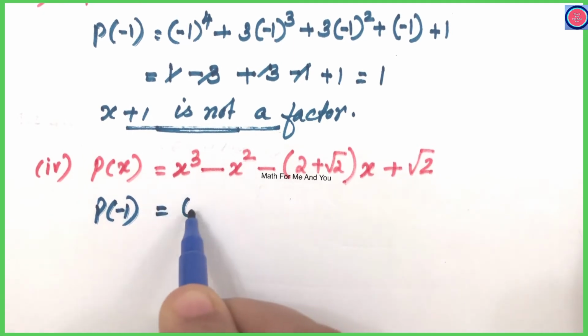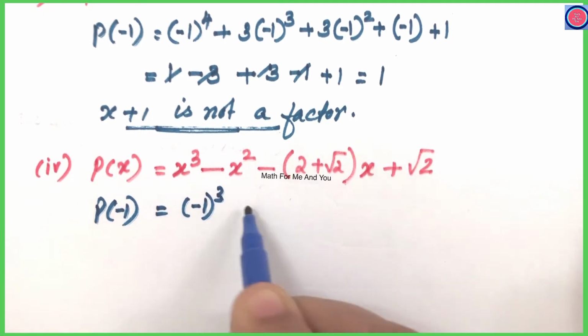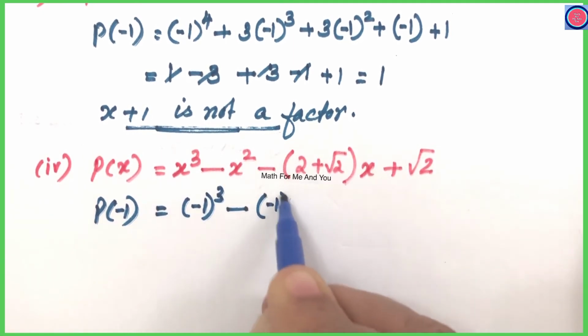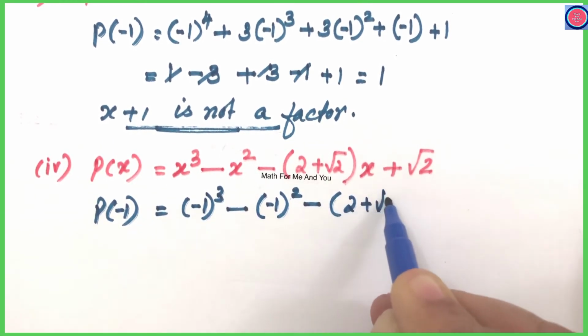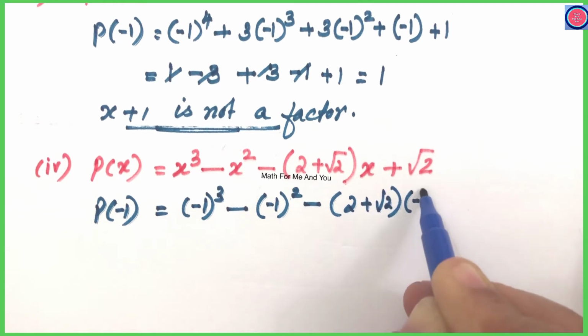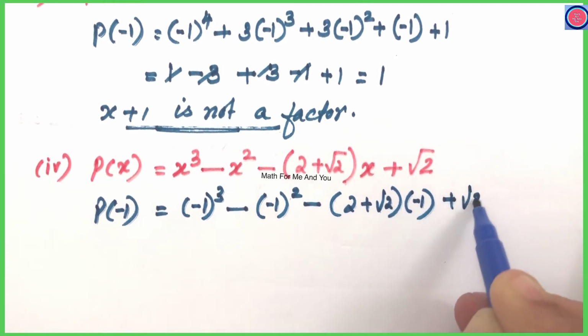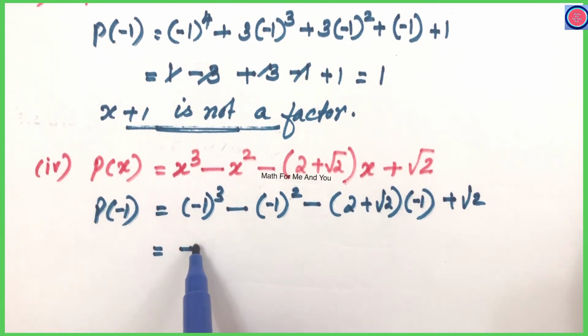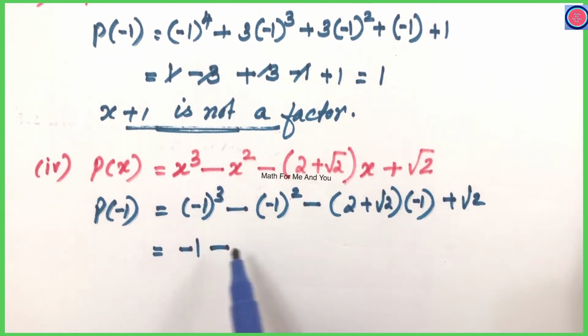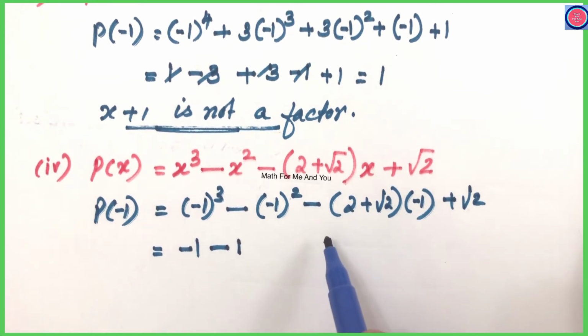What is p of minus 1? Minus 1 to the power 3, minus minus 1 power 2, minus 2 plus root 2 times minus 1 plus root 2. And minus 1 power 3, we know it is negative 1 because the power is odd. Minus negative 1 power 2 is positive 1. That means it is 1.